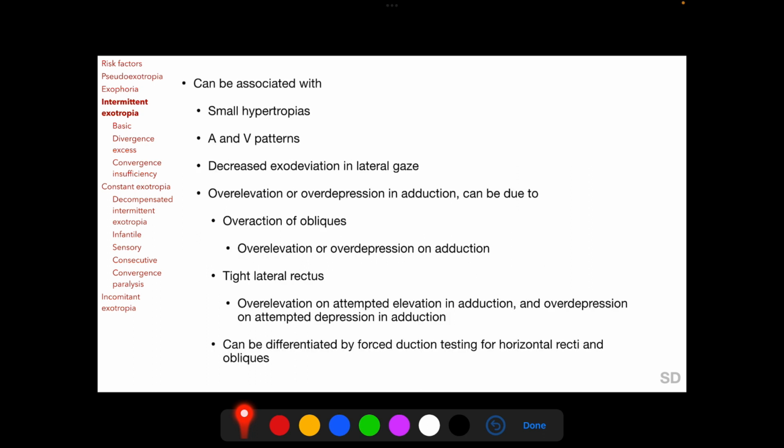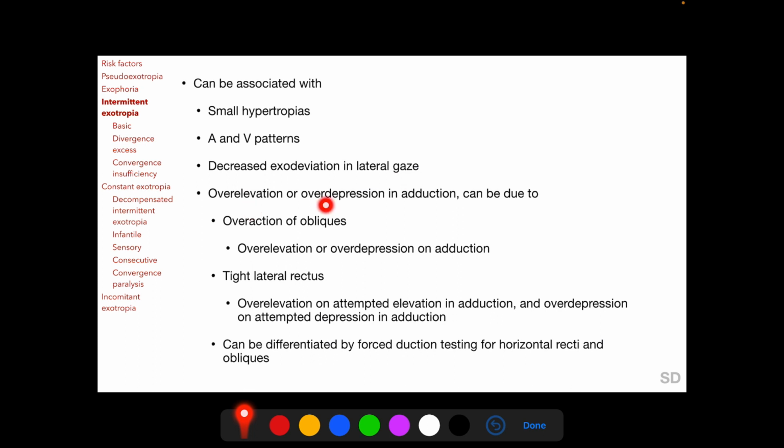Associated conditions in a patient with intermittent exotropia include small hypertropias, pattern strabismus along with their horizontal exodeviation, decreased exodeviation in lateral gaze, and over elevation or over depression in adduction. Pattern strabismus we will discuss in a subsequent session. Decreased exodeviation in lateral gaze implies that the exodeviation measured in primary position is more than the exodeviation measured in either or both lateral gazes.